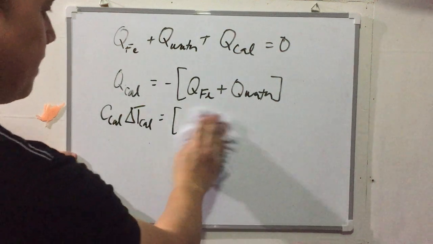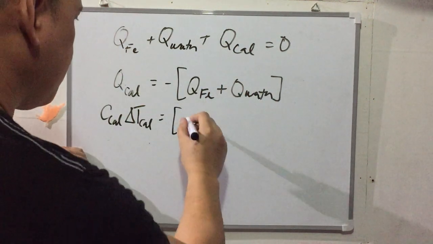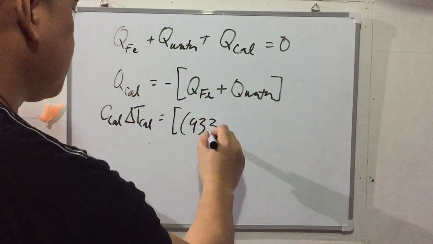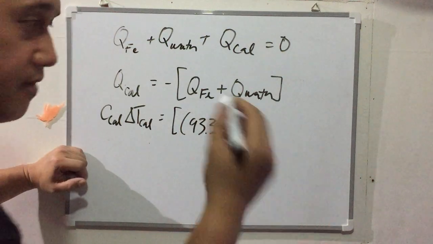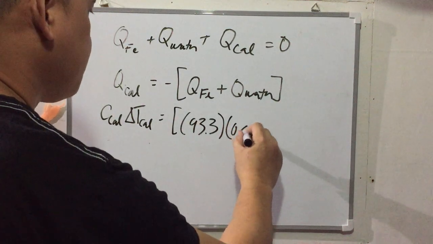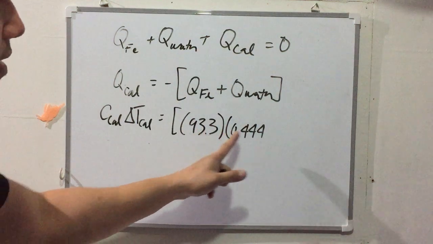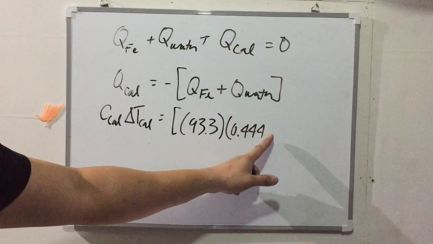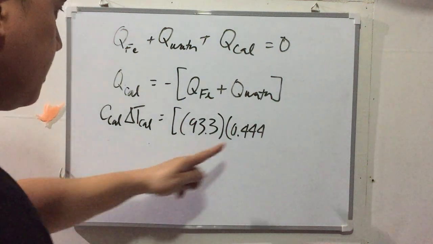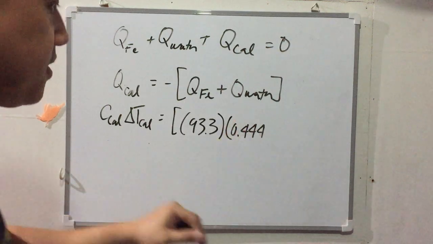Okay, para malinaw sa inyo, we're just expanding this with the data. So I'm just going to take a look at Q iron first. That's 93.3 grams, if you remember in the given, multiplied by the heat capacity of iron, 0.444. Again, this is in units of grams, this is in units of joules per gram degree Celsius. So the gram unit cancels out.